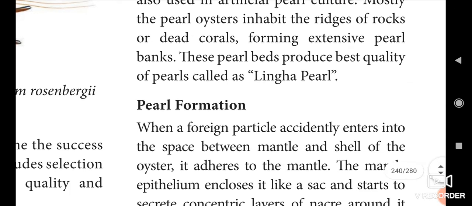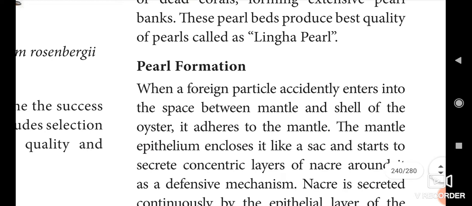Then next, how will the pearl be formed in the oyster? So we see the pearl formation. When a foreign particle accidentally enters into the space between the mantle and shell of the oyster, it adheres to the mantle. Then the mantle epithelium. What is meant by epithelium? It is a smooth layer. Its function is absorption.